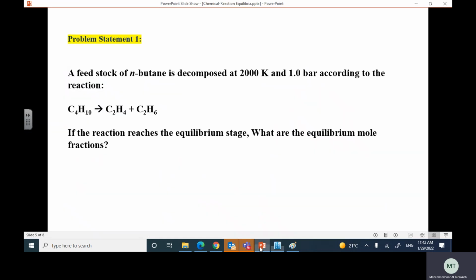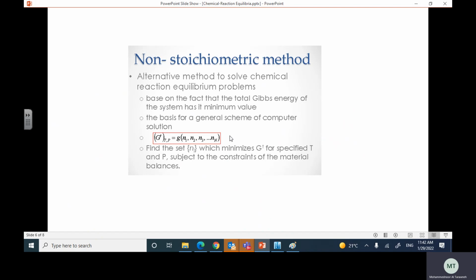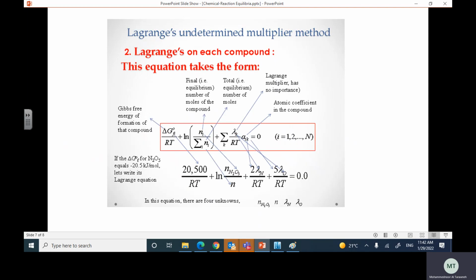Now let's switch to the second method, which is the non-stoichiometric method. In the non-stoichiometric method, we need to solve a set of equations that are based on the principles of Gibbs free energy minimization. Basically, this is based on the Lagrange method. In the Lagrange method, the software automatically solves a set of equations, and there are three types of equations. The first one is based on the number of moles. So we need to write an equation similar to this for each one of those compounds.